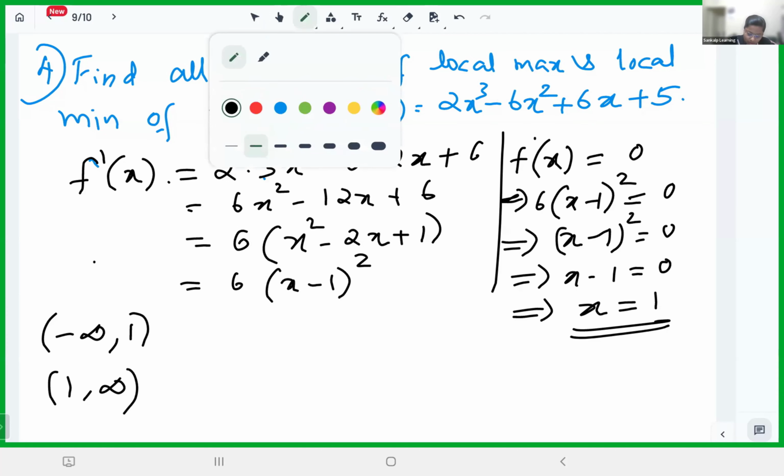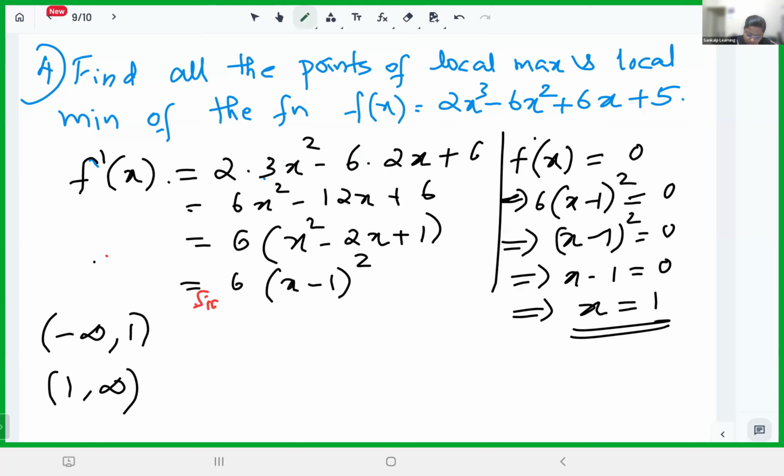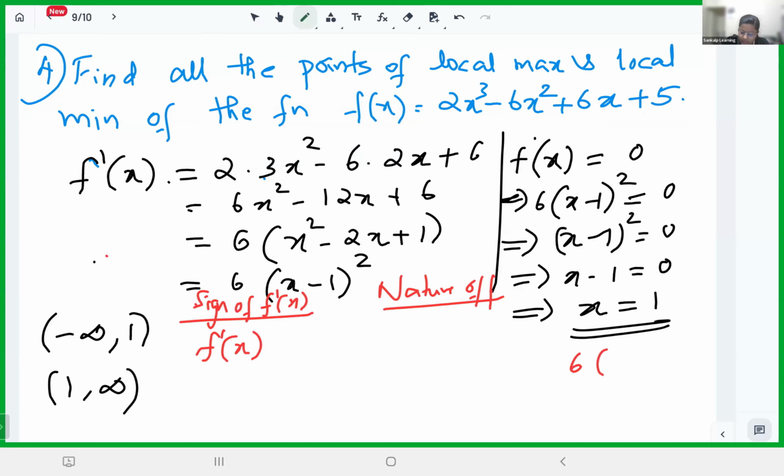Now what you have to do, we have to observe the sign of f dash of x. Then we'll get the nature of the function in that interval. So here in minus infinity to 1, what is happening to f dash of x? You put 0 in that f dash of x. Then what is happening? 6 into (0 minus 1) the whole square, isn't it? So this is equal to 6 into 1, that is 6, which is greater than 0. Isn't it? 6 greater than 0.